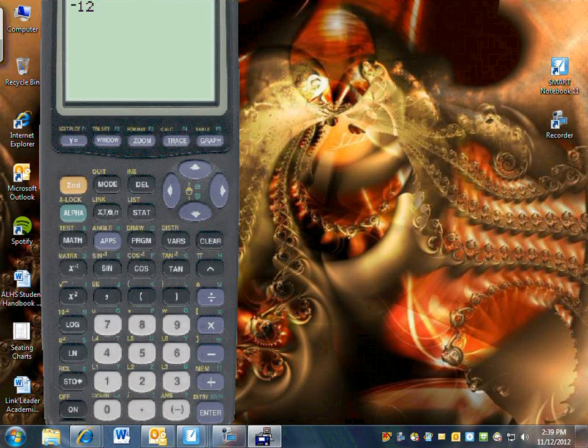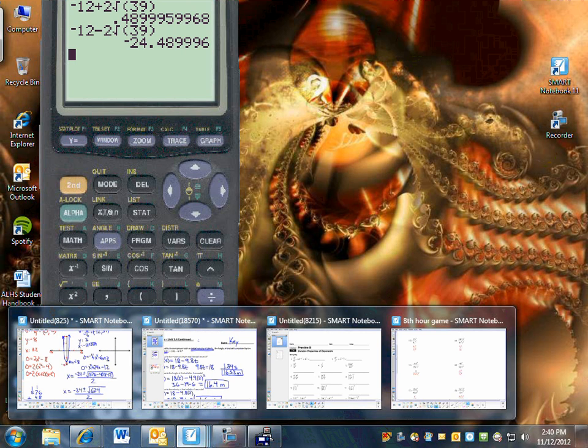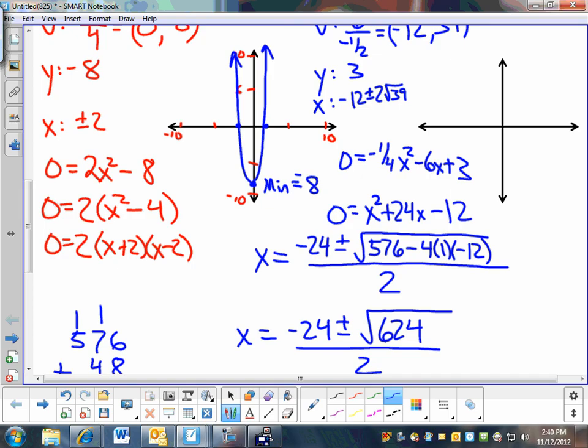Okay, negative 12 plus 2 square roots of 39, and we get 0.49. If I do negative 12 minus 2 square roots of 39, I get negative 24.49. So 0.49 and negative 24.49. I'm going to write those down.